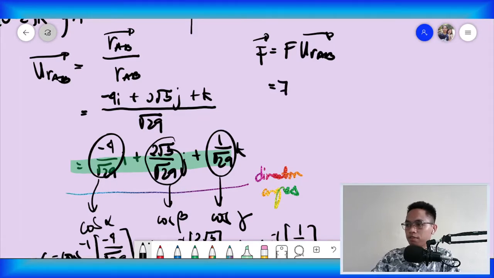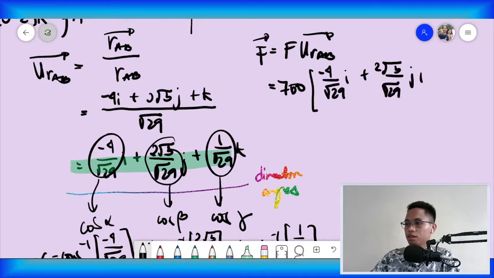This would be 750 multiplied by your unit vector, that's 4 over square root of 29 i plus 2 square root of 3 over square root of 29 j plus 1 over square root of 29 k. Now we can just distribute 750. Okay, those three terms, you just distribute it.